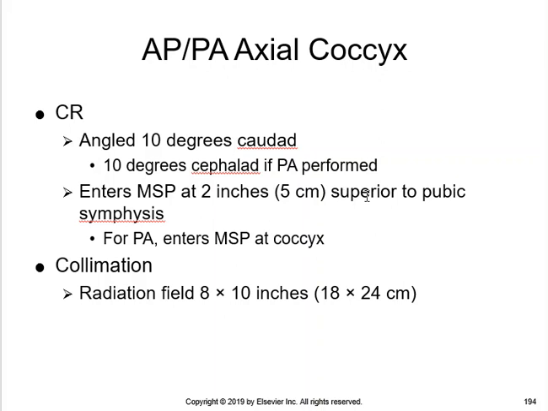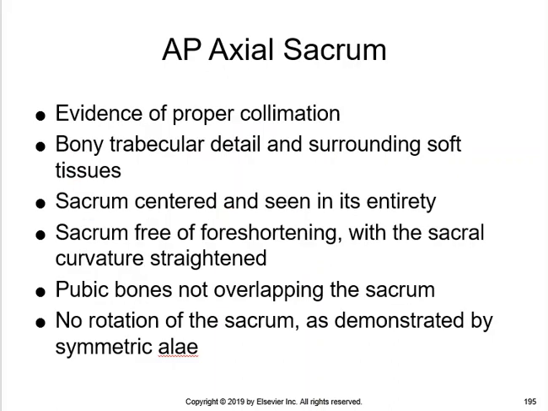If you were to shoot PA, then it would be 10 degrees cephalic, and it would enter just at the coccyx itself. Now, the reason for the difference between the two, we'll look at the images here in a minute, and you'll see the reason for the difference. If we're looking for the coccyx and we use a cephalic central ray angulation, we're just going to cover the coccyx with the anterior pelvic bones.